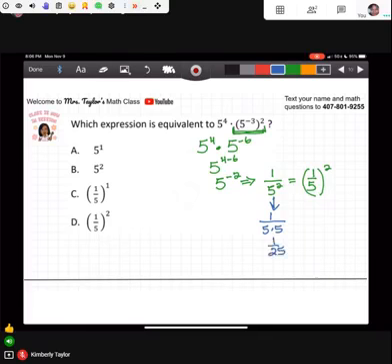Okay? Now I could take this same question here and write 1 times 5 times 1 times 5, and I still get 1 over 25. So D would be my answer choice. Let's go to another question.